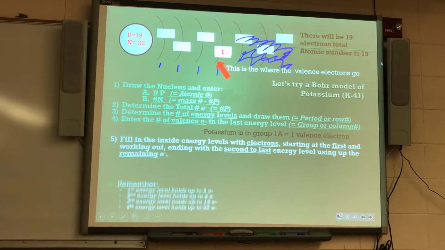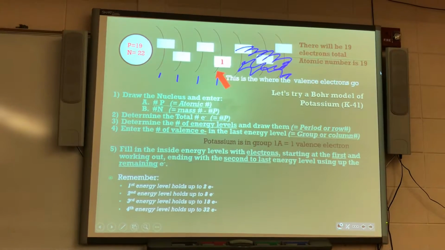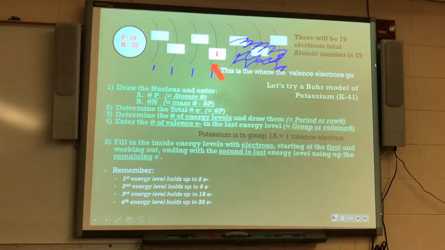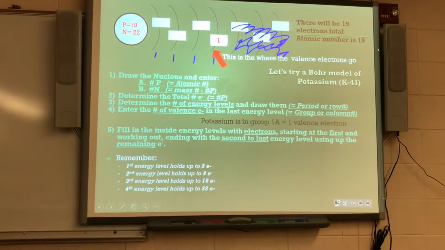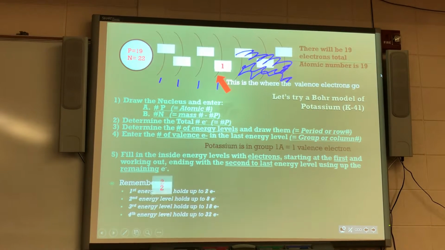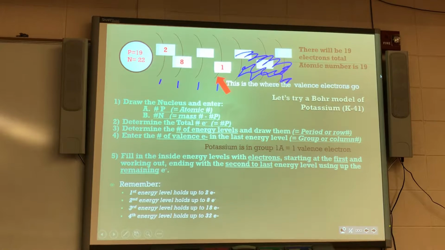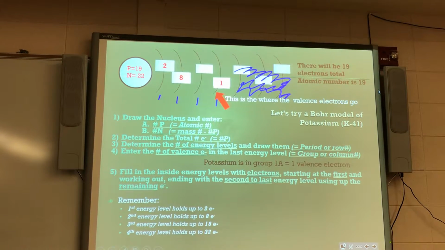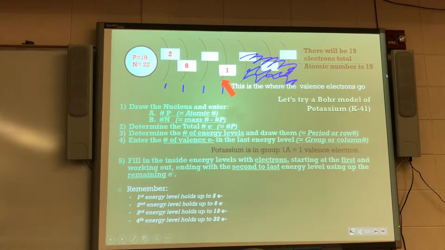And our last step now is to start filling in the rest of the electrons, starting with the first energy level and working out. I needed to remind you that the first energy level will hold a maximum of 2, the second one will hold a maximum of 8, the next one a maximum of 18. I say maximum because you fill it up to the maximum until you reach your total number of electrons. Our total number of electrons we need is 19. We have 1 so far. So the first energy level can hold 2. That is now 3 of 19 electrons. The second energy level can hold 8. We now have 11 of 19 electrons. The third energy level can hold 18. We will not need to put all 18 in. How many will we put in if we already have 11 and we need to put 19 total?